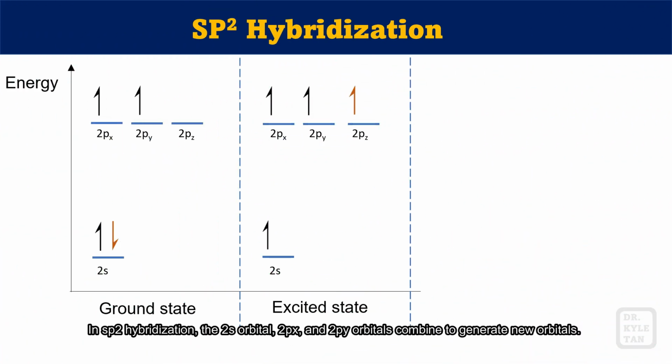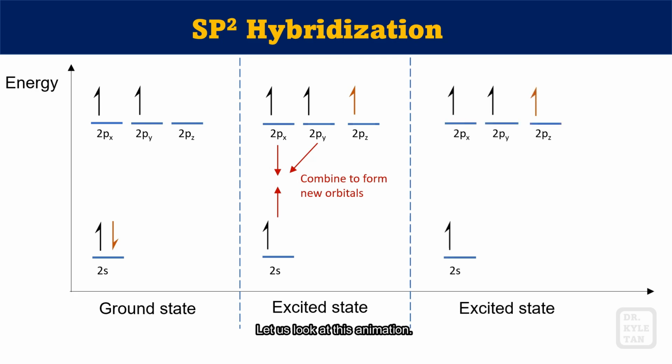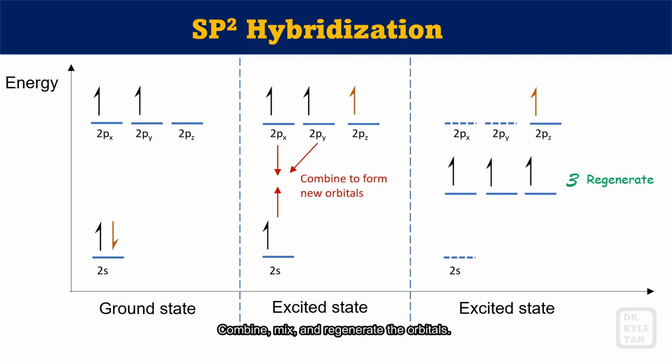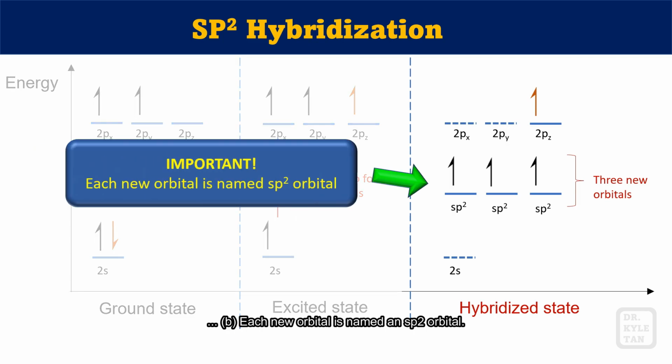In sp2 hybridization, the 2s orbital, 2px, and 2py orbitals combine to generate new orbitals. Let's look at this animation. Combine, mix, and regenerate the orbitals. It's important to note that 3 orbitals combined must generate 3 new orbitals, and each new orbital is named an sp2 orbital.